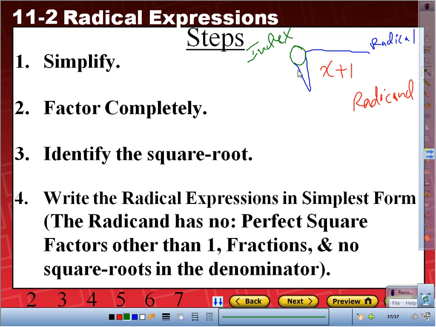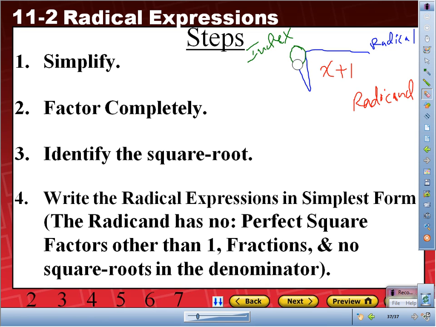Whenever they give us a square root, the number outside is an invisible number. What number is it? If it's invisible, it's a 2. Whenever it doesn't have an index outside, we automatically know it's a 2. Okay, I'm going to erase it. But whenever you don't see an index outside, what number is it? 2. Copy that, please.